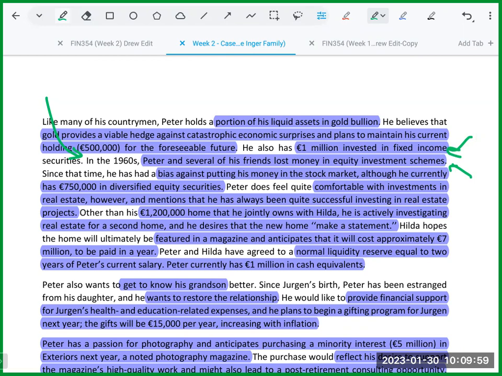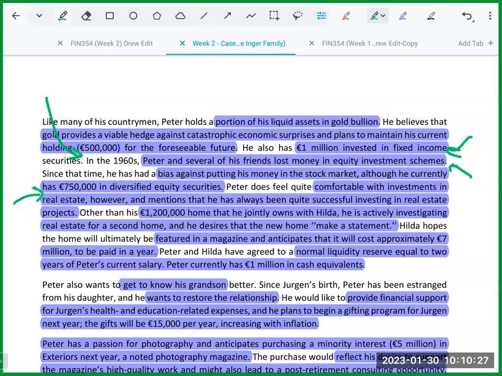Since then, he has been biased against putting his money in the stock market. So let's say if you go and write your IPS, and you say you want to allocate money to equity, you probably get marks taken away from you, because equity is not something that you should recommend to Peter. Now, he had a bias against putting money in the stock market, although he currently holds a diversified equity stake.